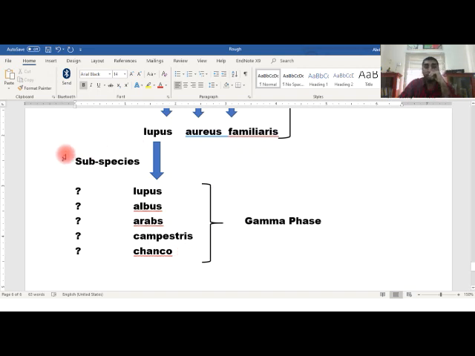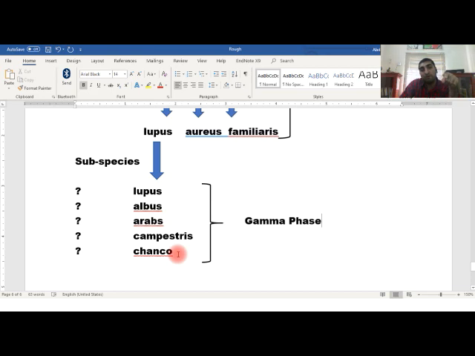And actually, you should keep in mind one other thing, that this level is known as intraspecific study, or population systematics, because we are studying variation within a population. Lupus ki population ke andar humne differences study kiye, we were studying differences inside the population of lupus, and then we pointed out those differences, and on the basis of those differences, we divided them into subspecies: lupus, albus, erbus, campestris, and chenko.